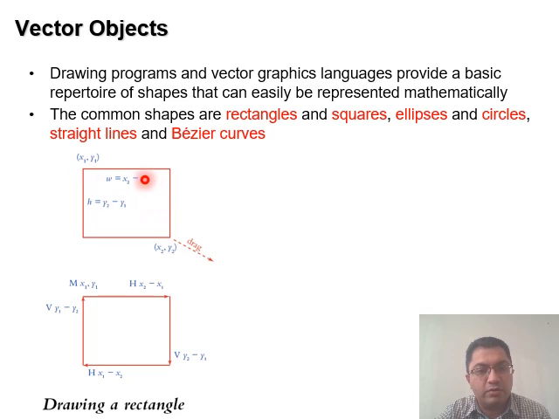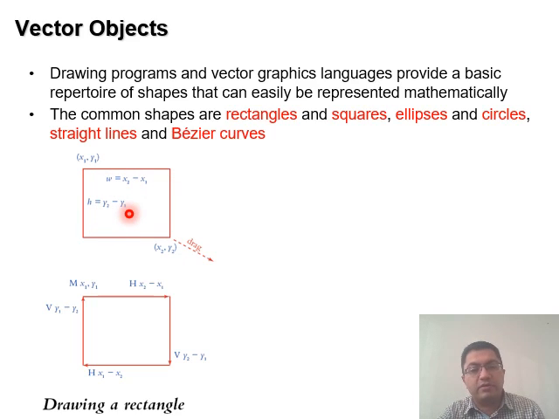All we need in order to define a rectangle or a square is 2 points on that rectangle, which are x1, y1, this vertex, and x2, y2, this vertex. The width, of course, would be x2 minus x1, and the height would be y2 minus y1.